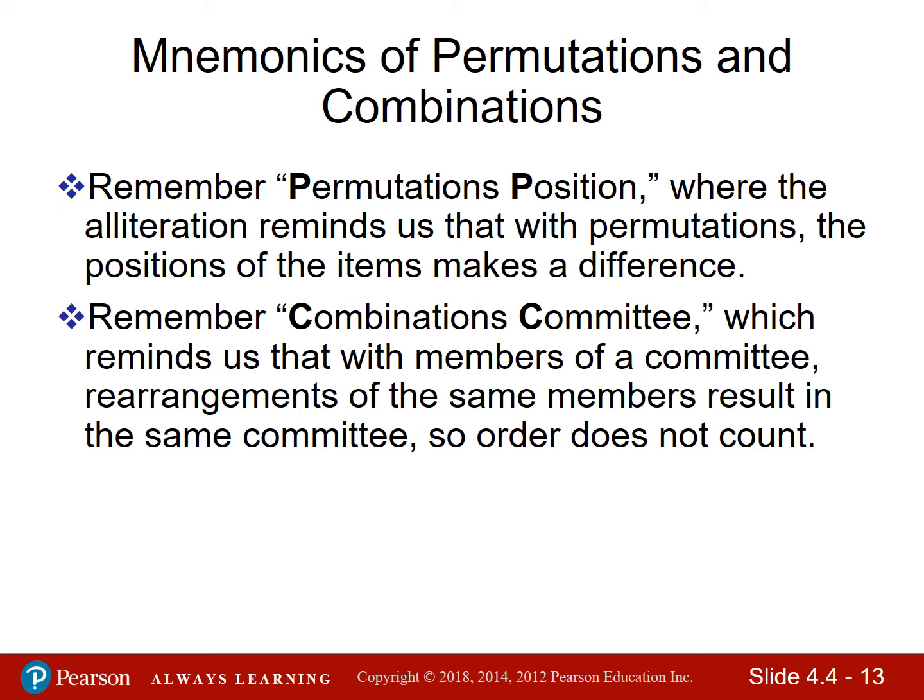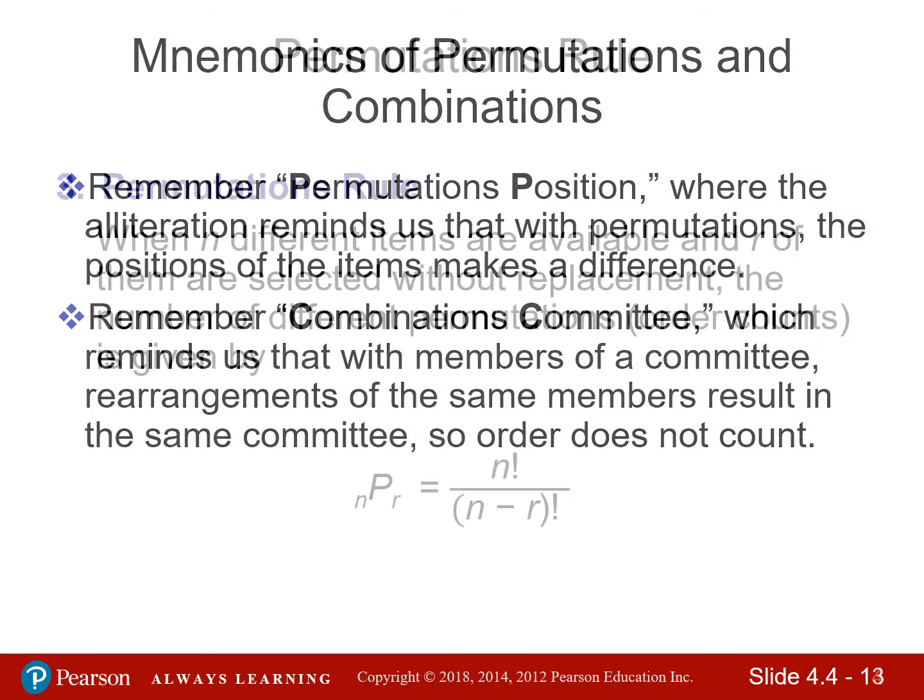Combination: a committee, which reminds us that with members of a committee, rearrangement of the same members results in the same committee. So order does not count. Order does not matter. You don't count the order. For instance, ABC, CBA, BAC, it's the same thing for combination, but they are different in terms of permutation.